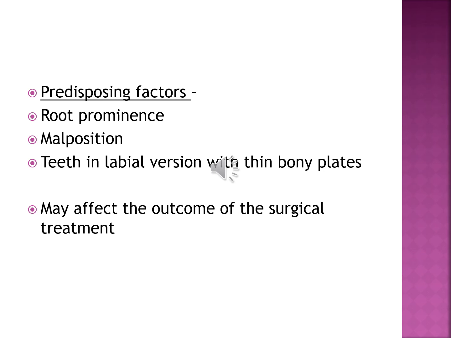Which are the predisposing factors for this fenestration and dehiscence? One is root prominence. Those who are having prominent roots or the bulging roots with thin bone all over the surface, those are the very good candidates for fenestration and dehiscence. And teeth in malposition, the teeth in labial version with thin bony plate. Some people, their teeth are naturally more labially placed with thin bony plates. So usually these are the candidates which are more likely to have fenestration and dehiscence.